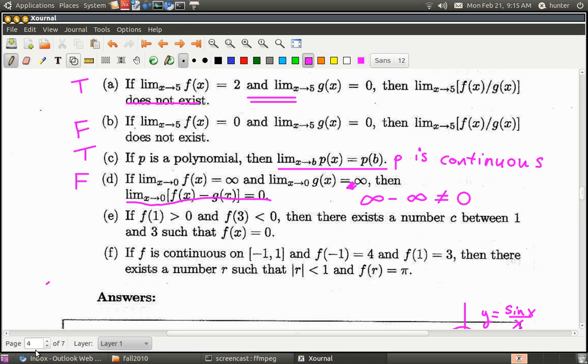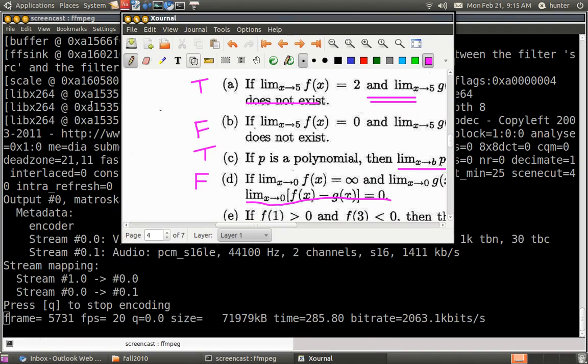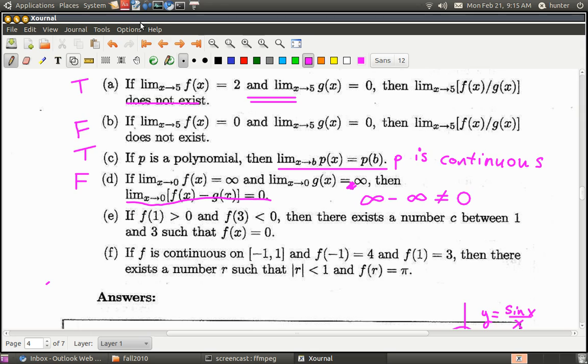And both E and F are questions about the intermediate value theorem. So remember the intermediate value theorem. The intermediate value theorem says basically if you have a dot down here and you have a line and you have a dot on the other side of the line, and you continuously connect them, then there must be some point where you cross the line. Okay, so that's the intermediate value theorem.